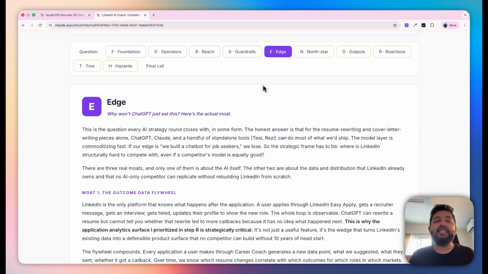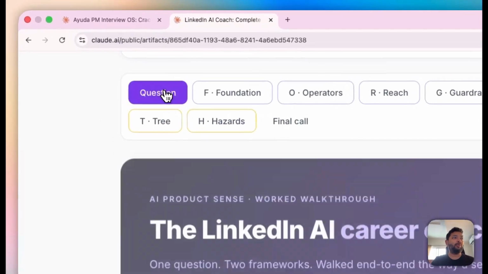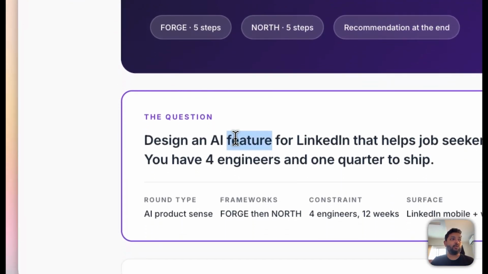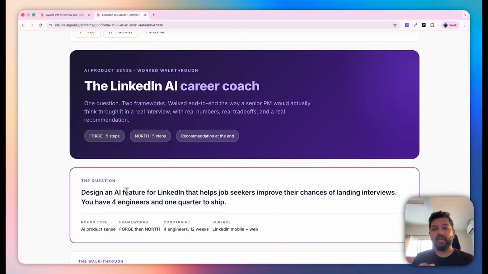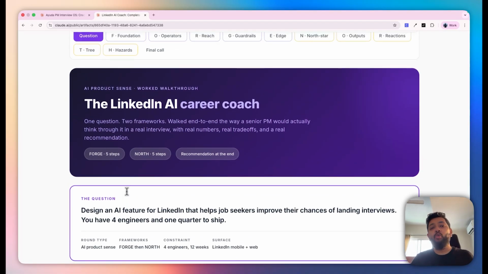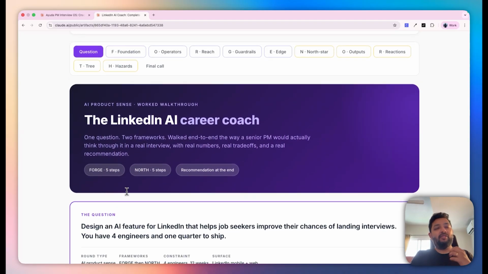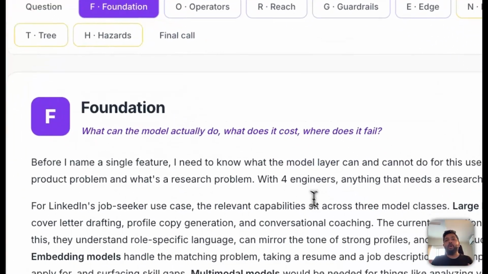I'll quickly just summarize it again as I see some comments. So what we are trying to do here is, you are going to be given an AI product sense question that sounds like this. It's going to be around design an AI feature for LinkedIn that helps job seekers improve their chances of landing interviews. What is going to happen is, you will not focus on the product sense parts of things. You will actually focus on the AI product sense part of things. The way to do that is with a simple framework called Forge. What is that? The first thing you talk about is the model.